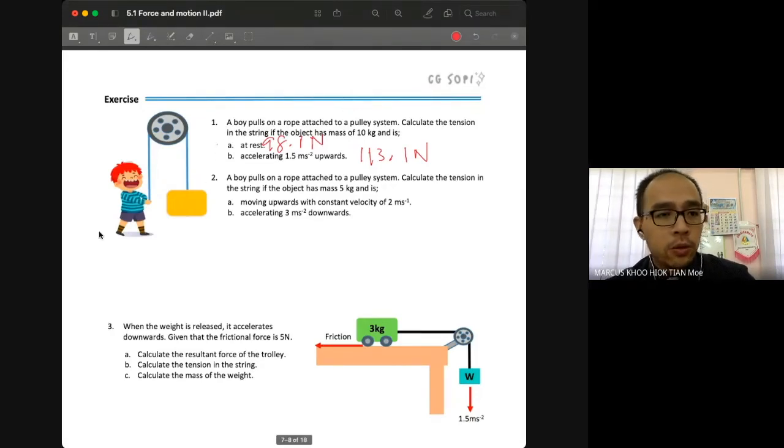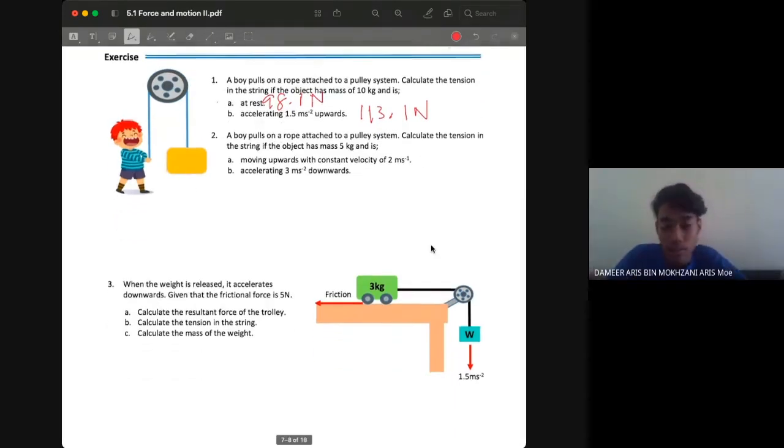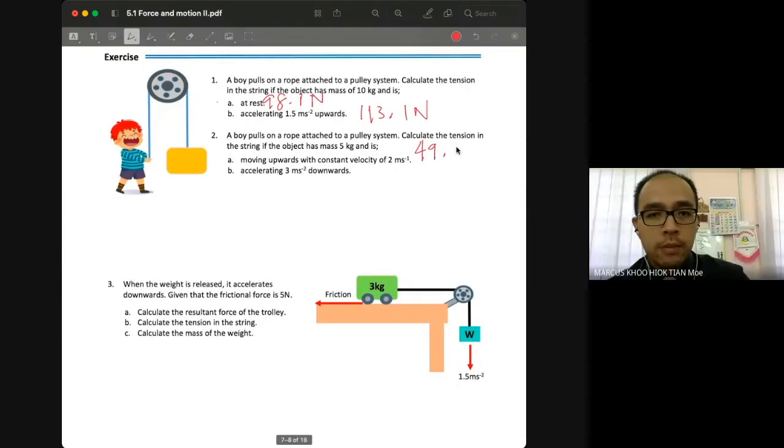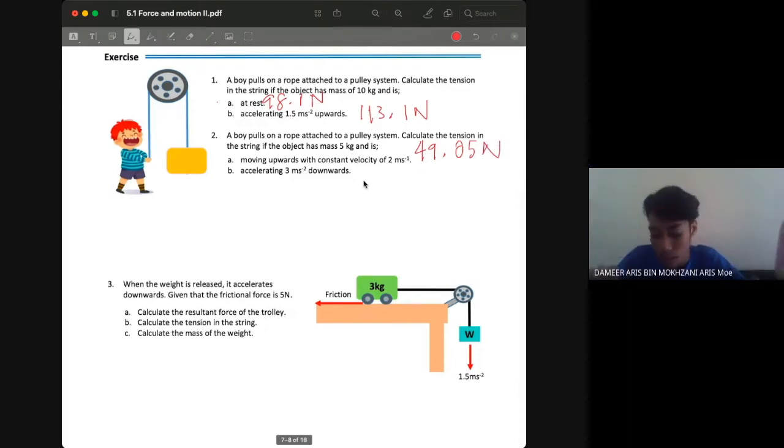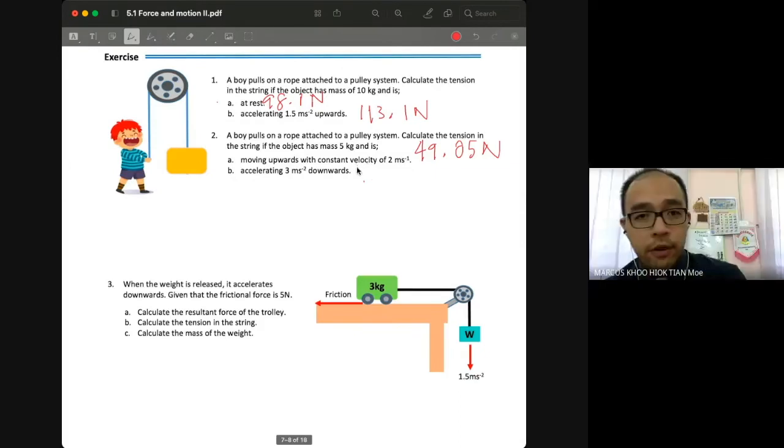Okay, 2B, Damir? If you don't agree, please let me know. Or if you don't know how to find this, also let me know. Otherwise, we'll just continue. Damir, number 2, 2A: 49.05 Newton. Okay, 2B: 34.05 Newton.